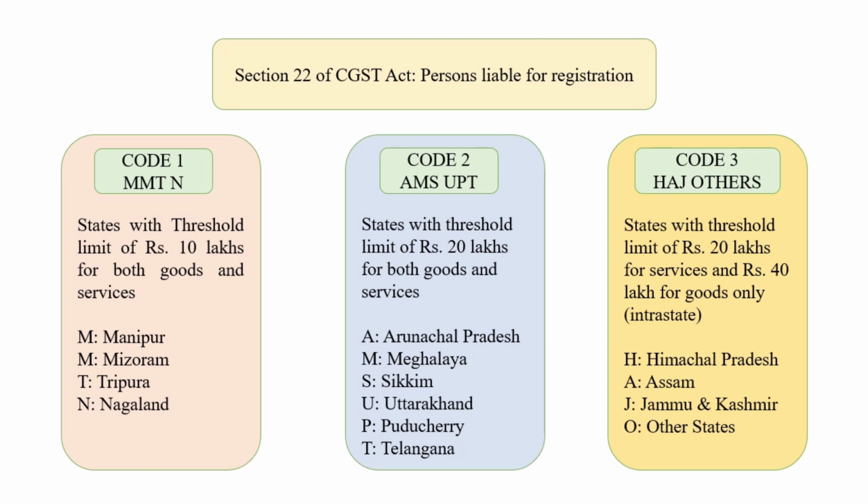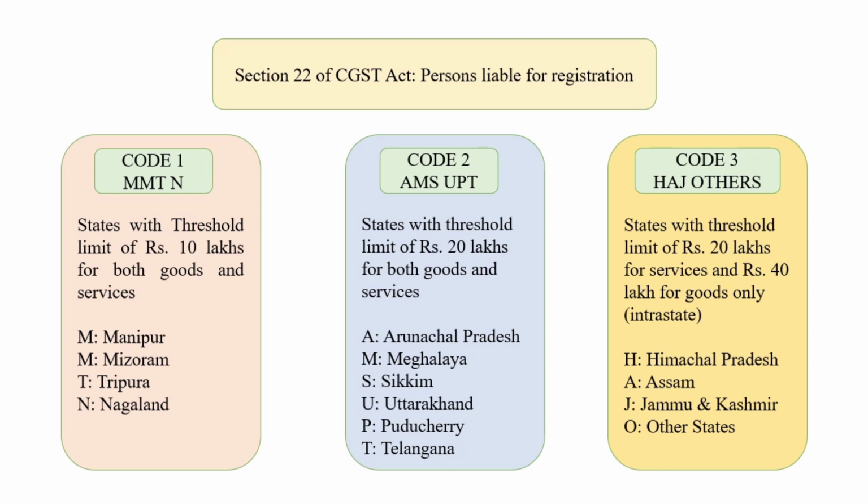Now what is code number 1? MMTN. Here in MMTN, the states have a threshold limit of rupees 10 lakh for both goods and services. Say for example, if a person is doing a business of goods or he is involved in supplying of services, and if he falls in code number 1, that is MMTN, then he is liable for registration under section 22 if his aggregate turnover crosses the limit of 10 lakh.